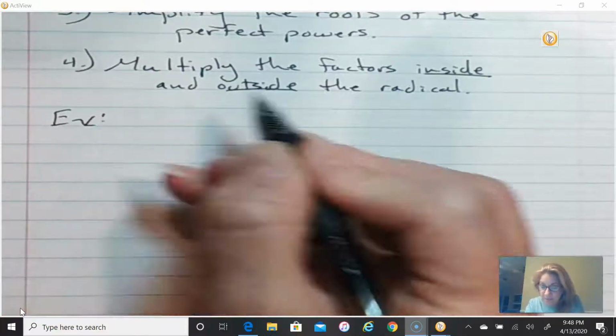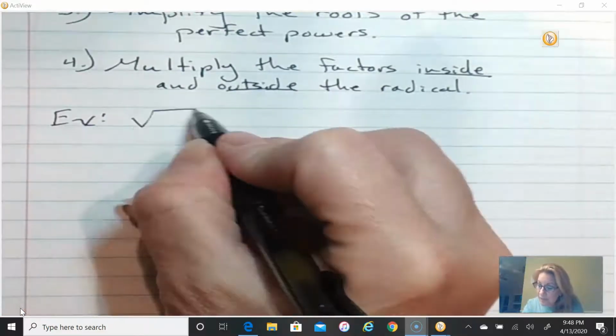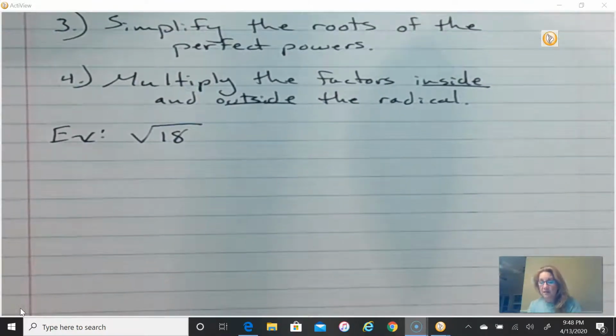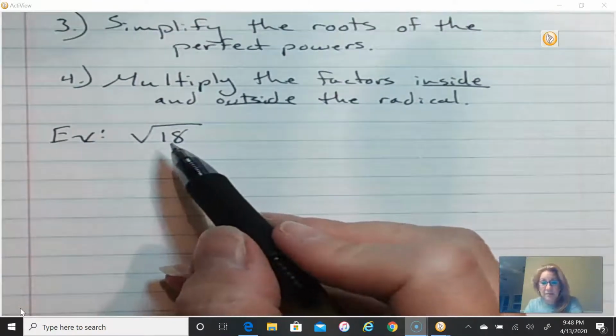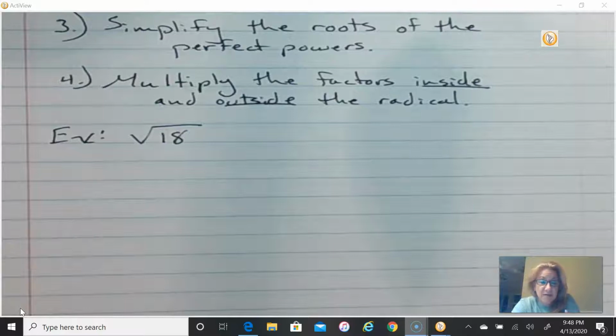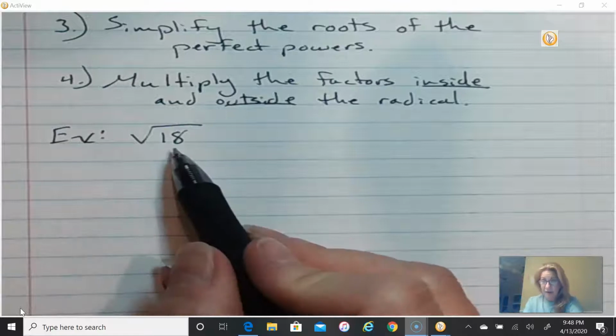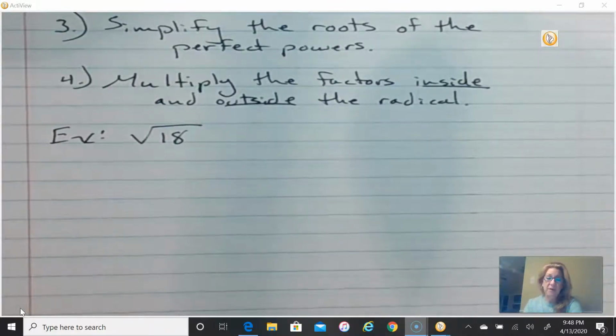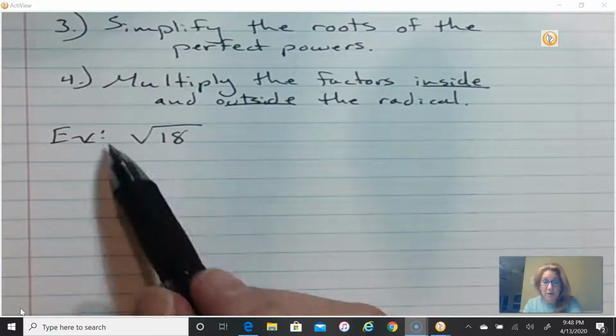So first example. Let's simplify the square root of 18. Now, as you know, there's nothing times itself that's going to give you 18. 4 times 4 is 16. 5 times 5 is what? 25. So there's nothing that's going to give you 18. That's why we have to simplify it. It's not a perfect square.